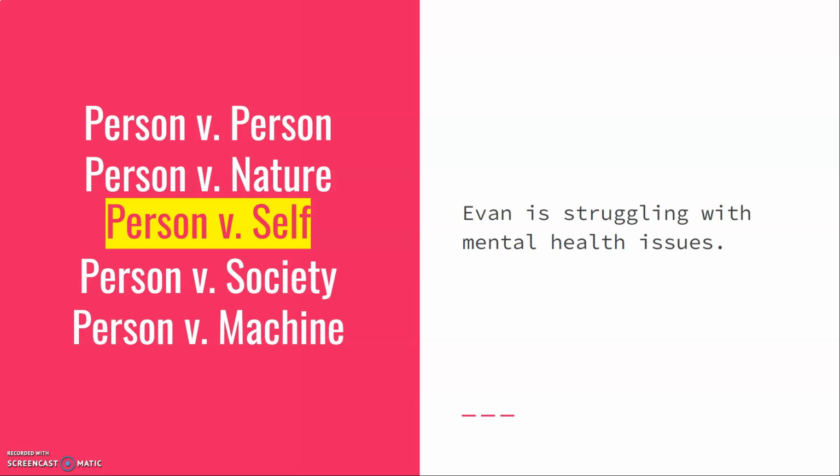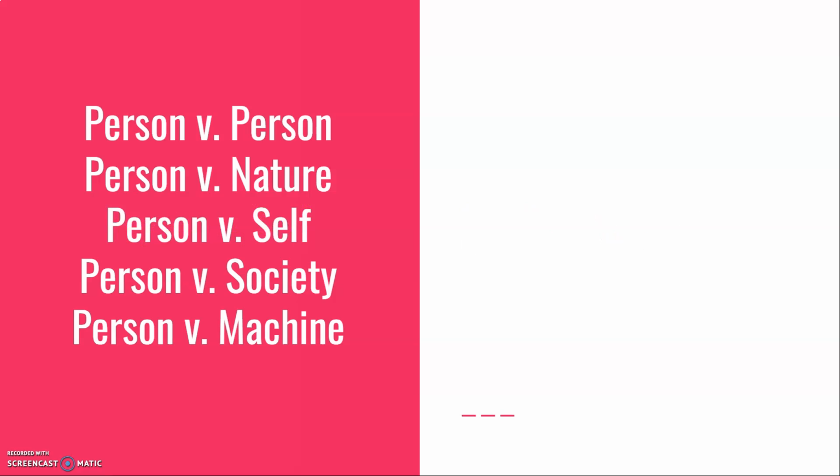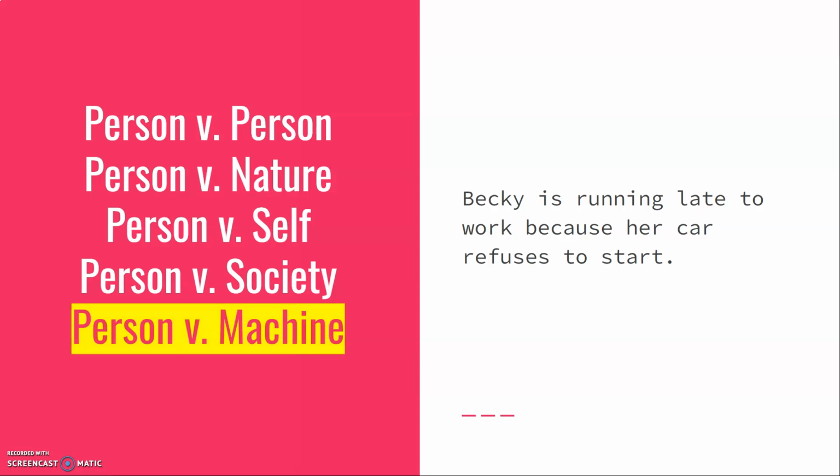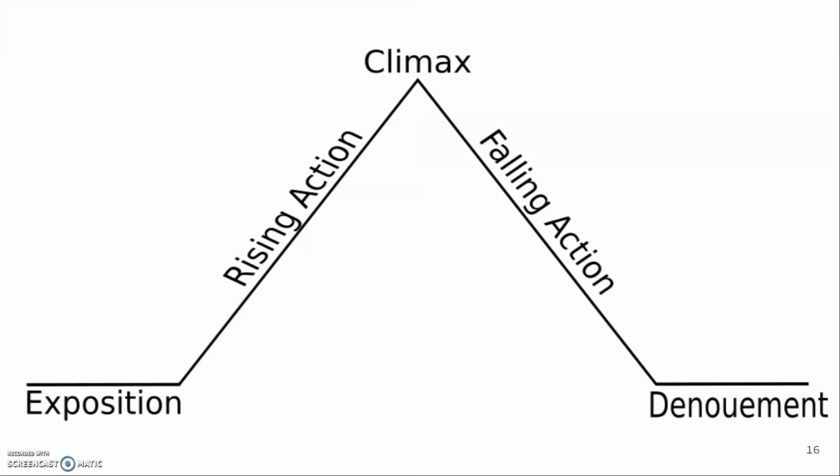It can be like, I really want to go do this, but I know I shouldn't because it's past my curfew. But I really want to. And I would have so much fun that it would be worth getting in trouble for. But I would disappoint my parents. But I would have fun. All right, that is also person versus self. Becky is running late to work because her car refuses to start. Person versus machine, right? Because car.